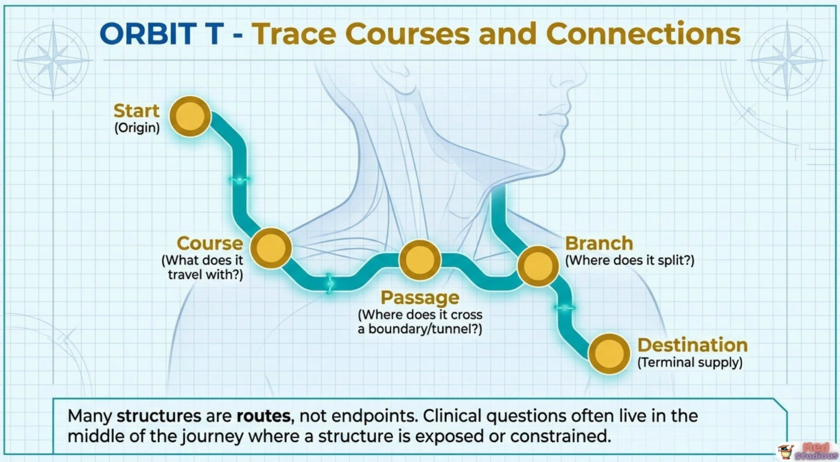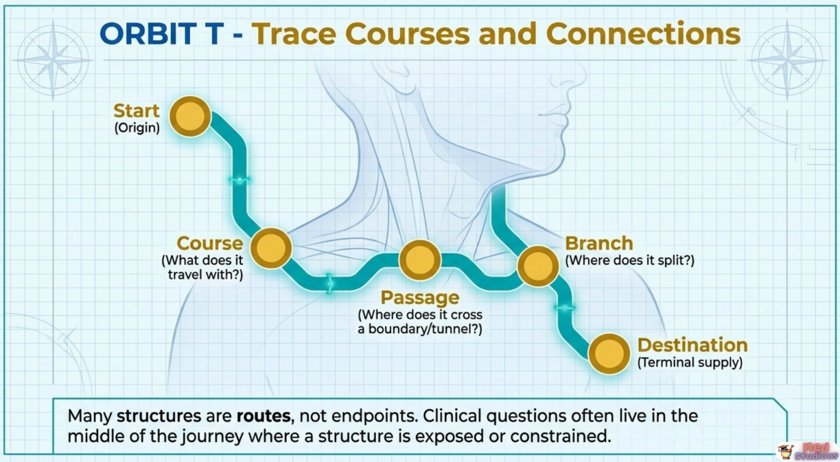The final step is trace. Many structures are not points, they are journeys. A nerve begins in one region, crosses a boundary, travels with other structures, gives branches, and reaches a destination. An artery branches and passes through several spaces. A duct connects one organ to another. If you memorize only the start and the end point, the clinically important middle remains blank.